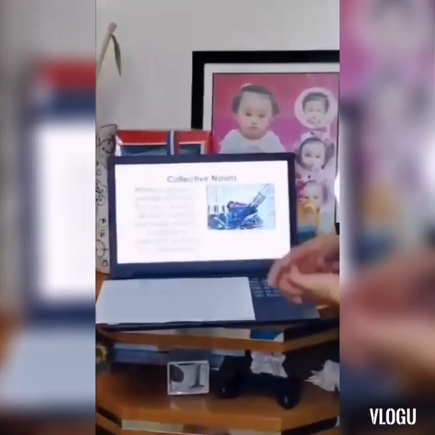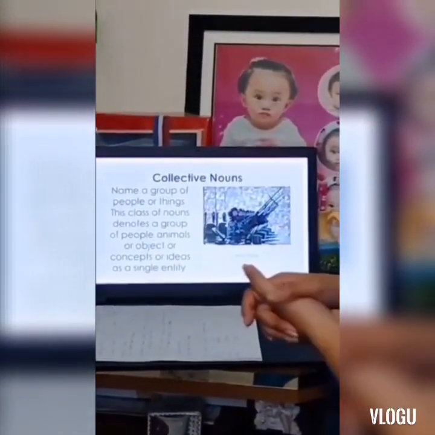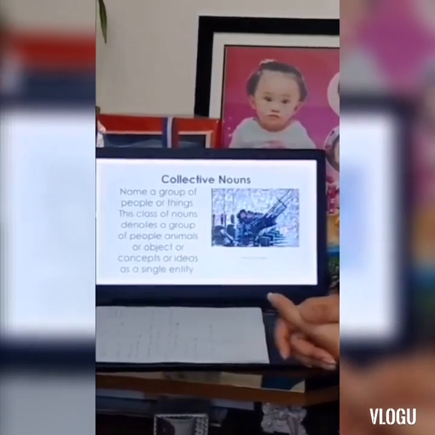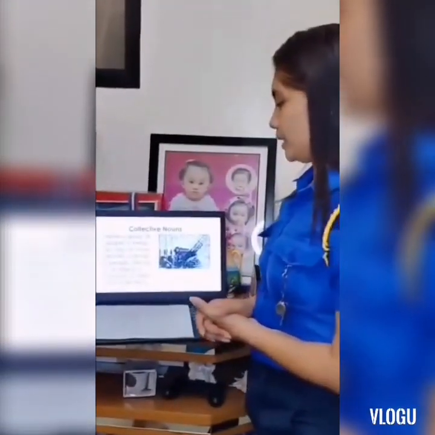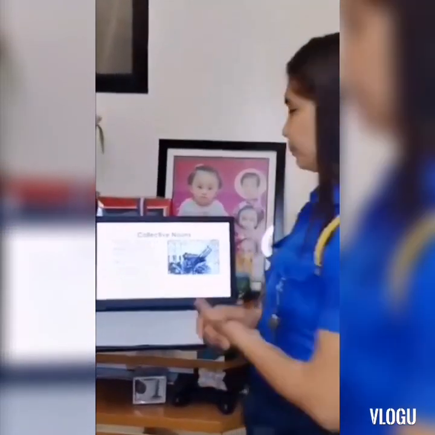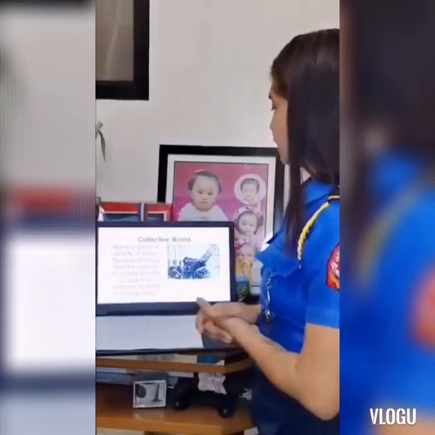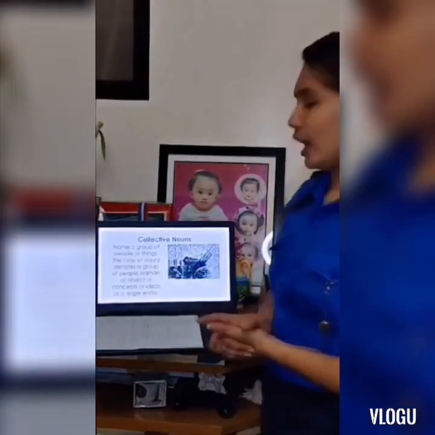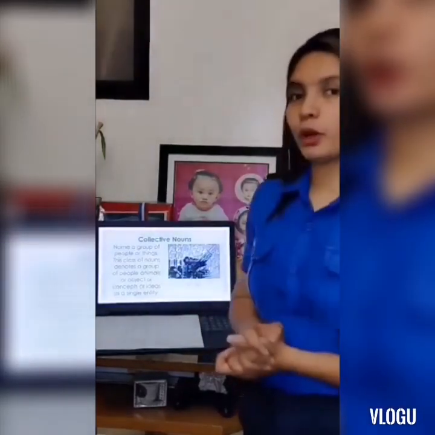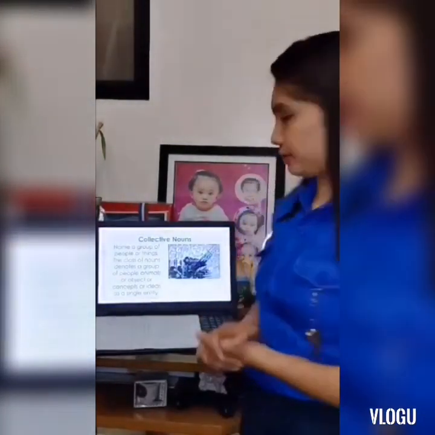Collective nouns name a group of people or things. This class of nouns denotes a group of people, animals, objects, or concepts as a single entity. Example, the army troops. The army troop is called a group of people because this is the object of concept.